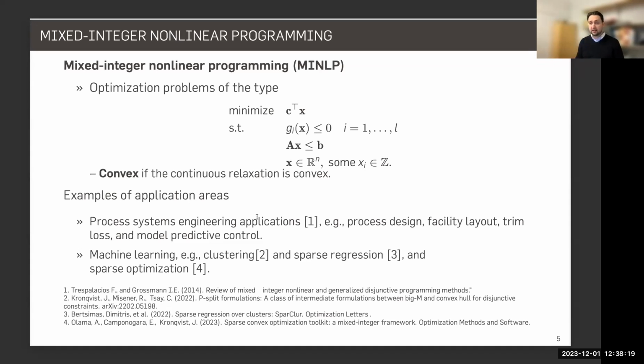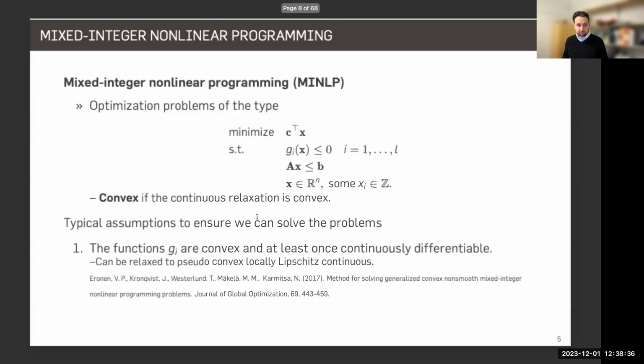And the reason I'm saying they are not always solved as convex MINLP instances is that these problems tend to be huge in size, and actually solving them can be quite challenging. But I'm hoping that as we progress in convex MINLP, we will also see more and more successful applications in this area. And now to solve these problems, we typically need to make a few assumptions on the underlying problem to be sure that our favorite algorithms work.